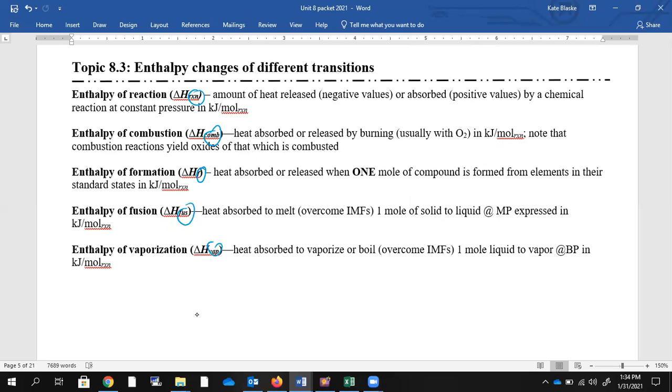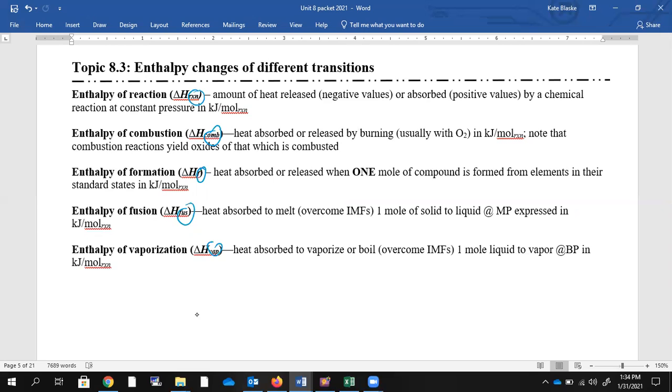So if you see delta H with an RXN down at the bottom, that stands for the enthalpy of a reaction. And so that's talking about an actual chemical reaction happening. Enthalpy of combustion usually has COMB after it, or maybe sometimes just COM. That is an enthalpy of reaction for a very specific reaction. That just means we're talking about a combustion reaction.